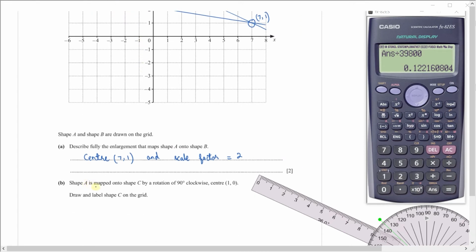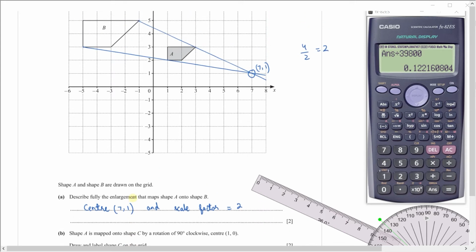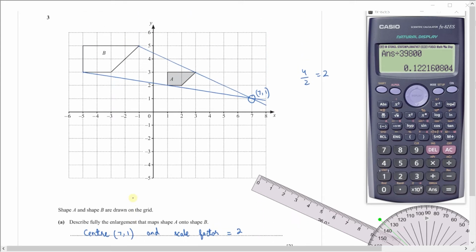The next part is: shape A is mapped onto shape C by a rotation of 90 degrees clockwise, center (1, 0). Draw and label shape C. So your center of rotation is this point (1, 0). So let me just erase this.